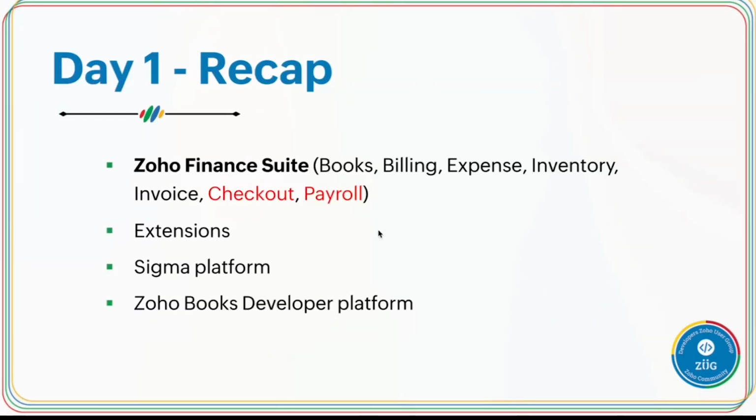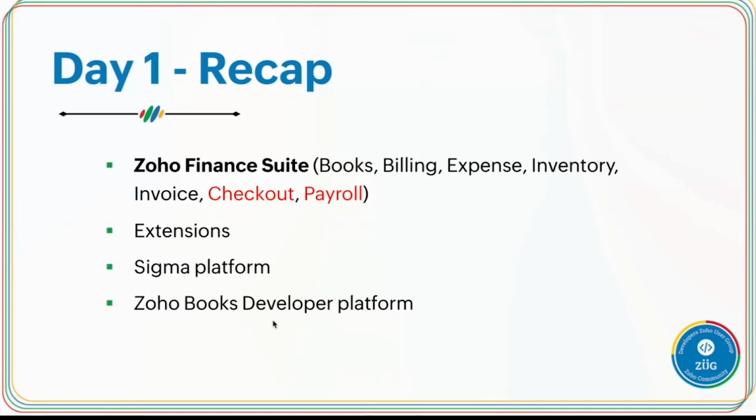Before we get into today's session, let's see a quick recap on our earlier sessions. In our day 1 session, we introduced the 7 different Zoho products that comprise the Zoho Finance suite. Then we introduced what extensions are and how they are useful. After that, we introduced the Sigma platform, which is exclusively meant for building extensions for any of the Zoho products. Finally, we introduced the Zoho Books developer platform and explained all the components available within the platform for building extensions for Zoho Books.